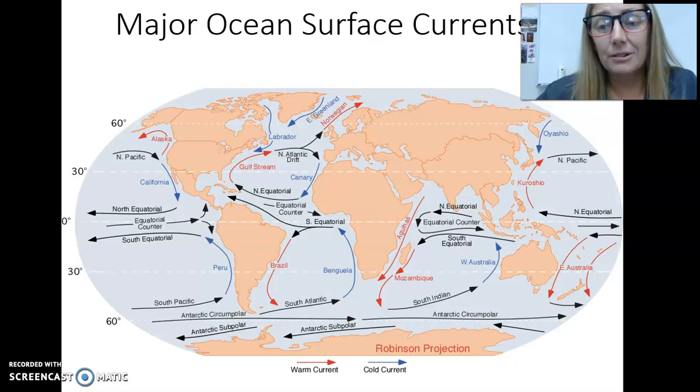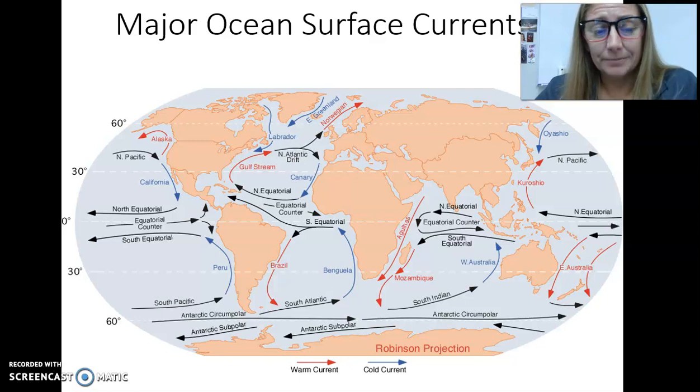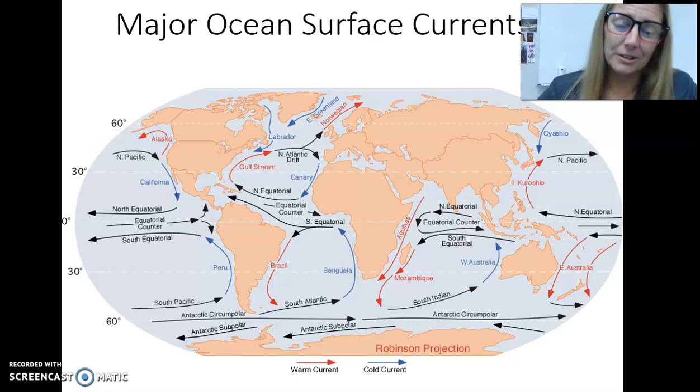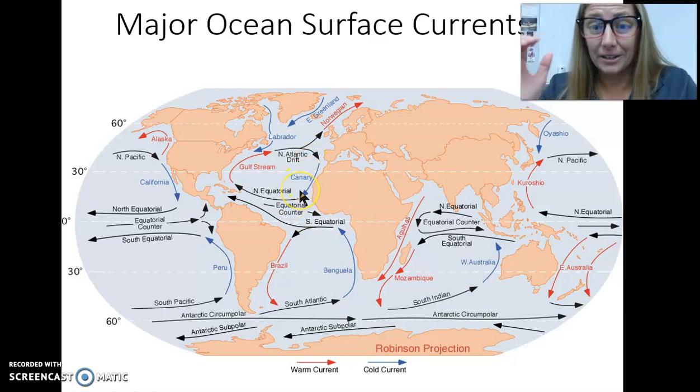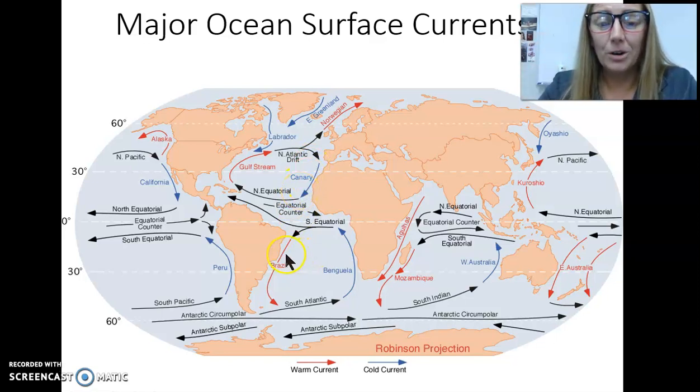I want you to look at the 5 gyres on here. And aside from the clockwise versus counterclockwise, see if you notice another pattern. The pattern is that in a gyre, you have the cold water always happening on the east side of the ocean, and the warm water is always on the west side of the ocean, no matter what gyre we're talking about.